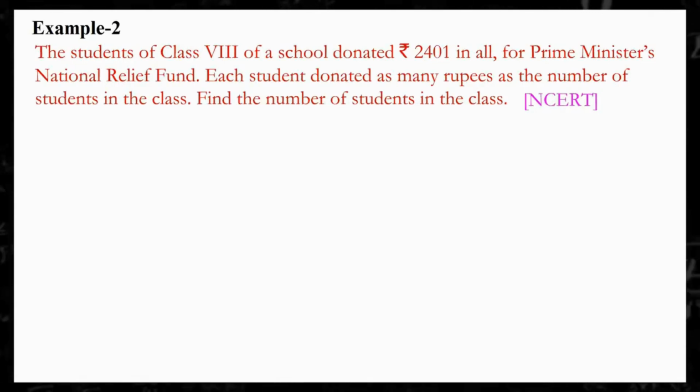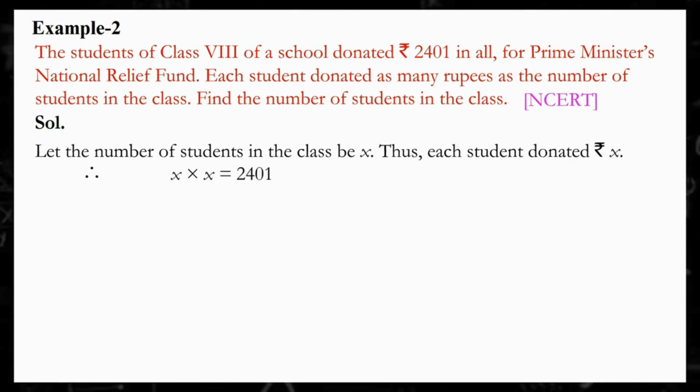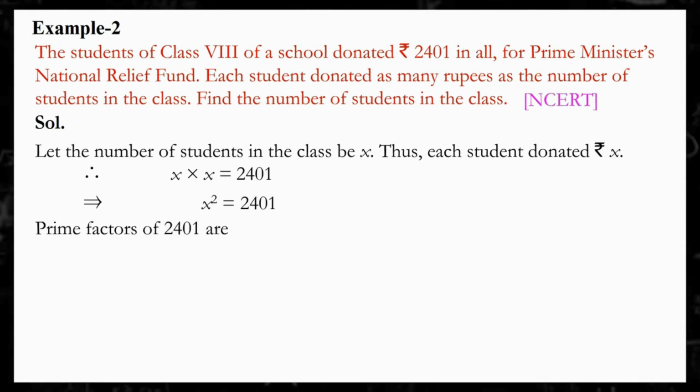Example 2. The students of class 8th of a school donated rupees 2401 in all for the Prime Minister's National Relief Fund. Each student donated as many rupees as the number of students in the class. Find the number of students in the class. NCERT. Solution. Let the number of students in the class be X. Thus, each student donated rupees X. Therefore, X into X is equal to 2401, which implies X square is equal to 2401.